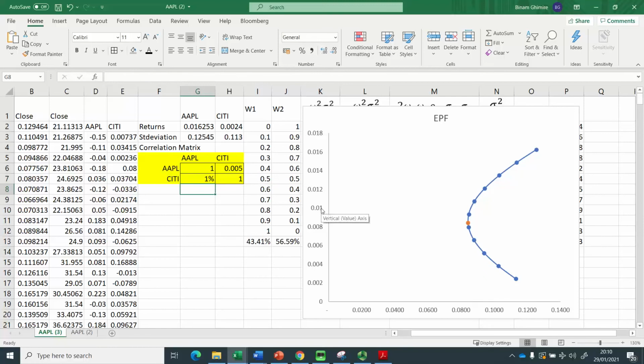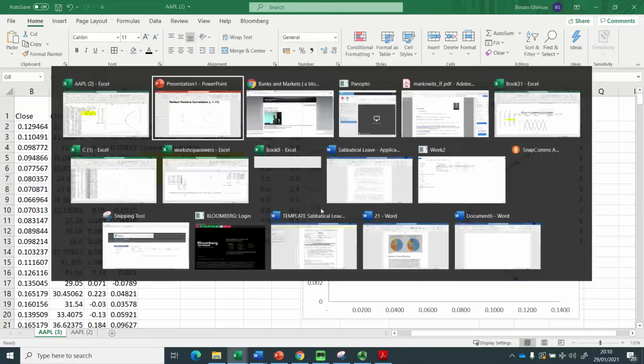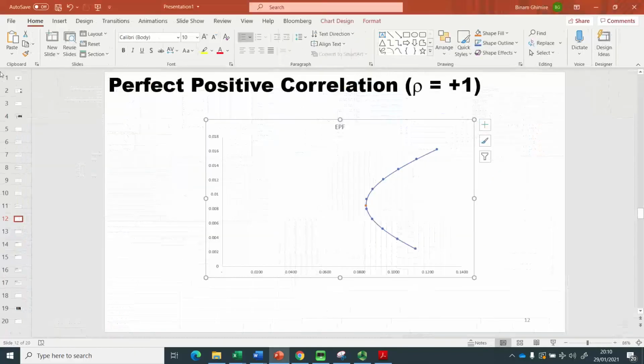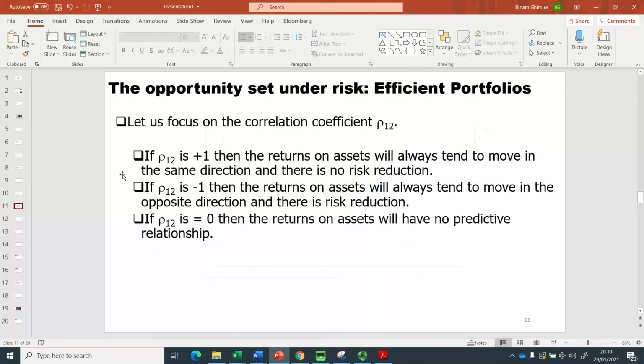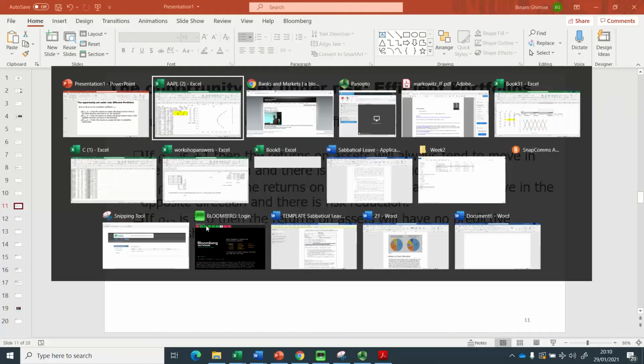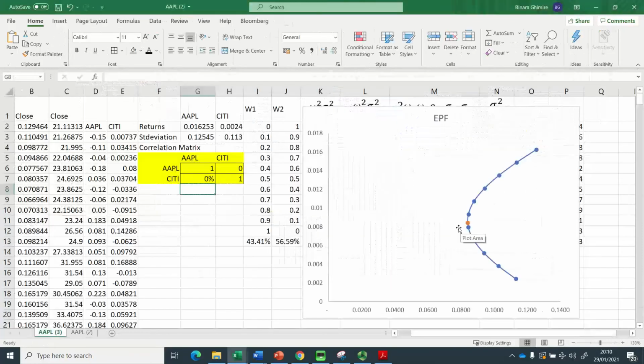10%, and that doesn't make much difference. So basically, what we're saying is that when we are getting closer to 0, the returns on assets will have no predictive relationship. Okay, so that's when it is 0, and we didn't see much change as well.